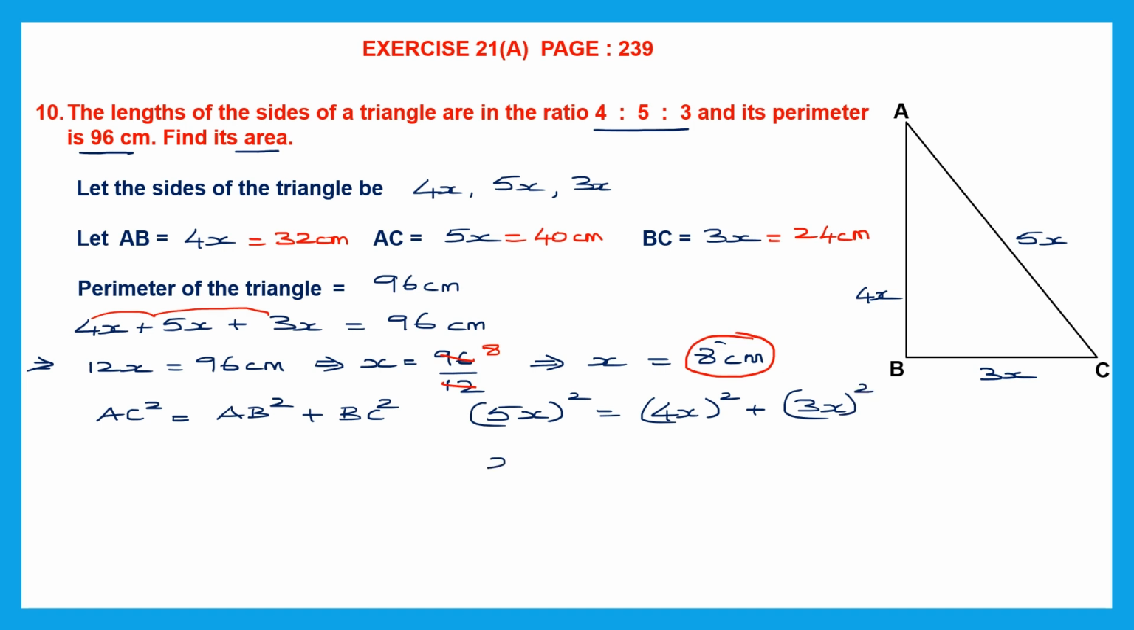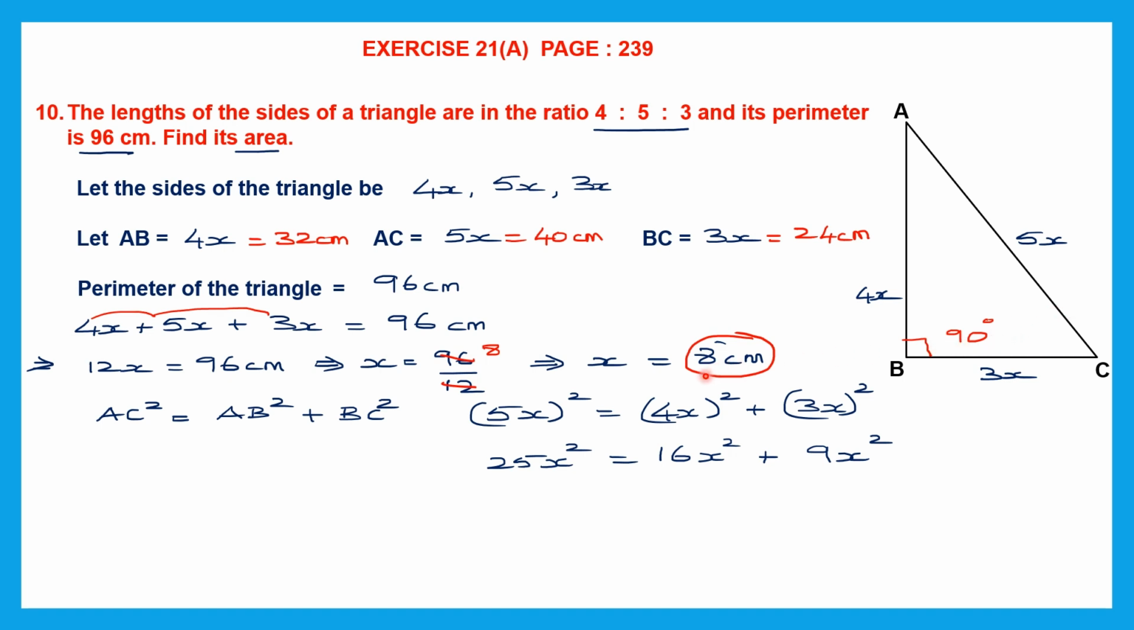So 5x square, 5 5s are 25. 25x square is equal to 4 4s are 16, 16x square, plus 3 3s are 9, 9x square. So you can see that both sides are equal. You have 25 here, you have 25 here. So if you have an equation like this where AC square is equal to AB square plus BC square, in that case angle B becomes 90 degrees and AC is the hypotenuse.